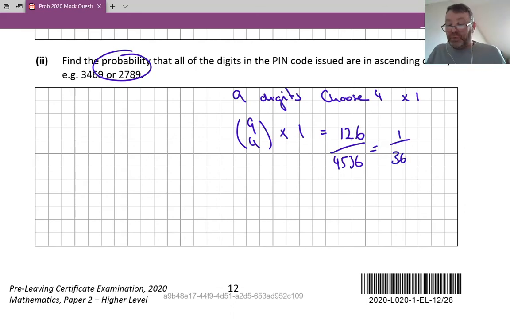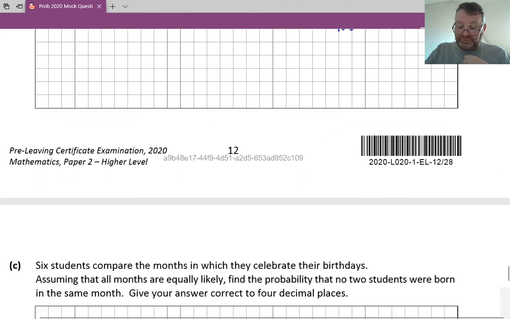And that's it. So 126, that's the number of ways I can choose 4 out of the remaining 9. I multiply that by 1 because there's only one way to keep those numbers in order, and that is in ascending order. And then 126 is the number of ways I can do that. But there are 4,536 different ways that I can have the numbers not repeating themselves. So 126 out of that 4,536 is the number of ways that the digits will not be repeated and will be in ascending order. So it's 1 over 36. Okay.